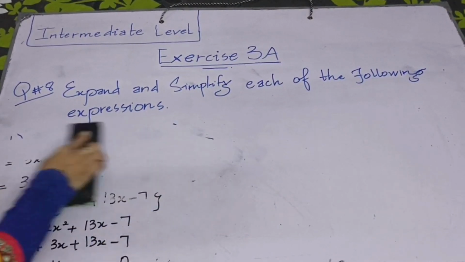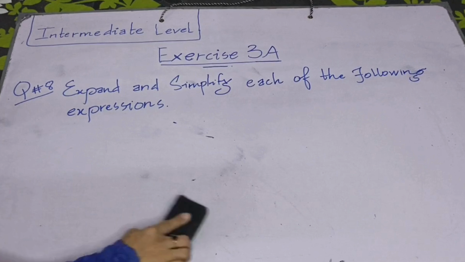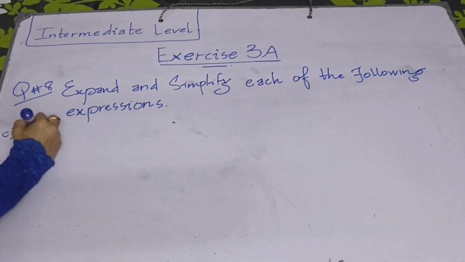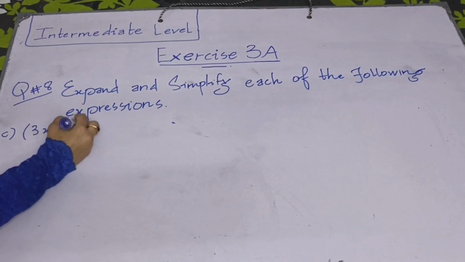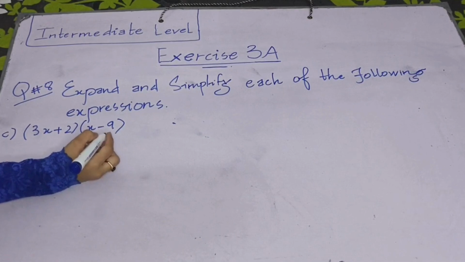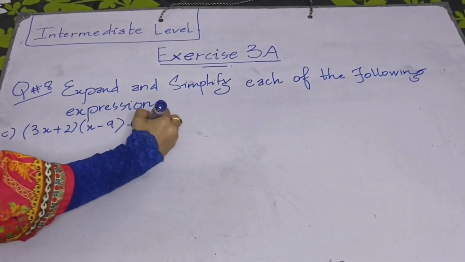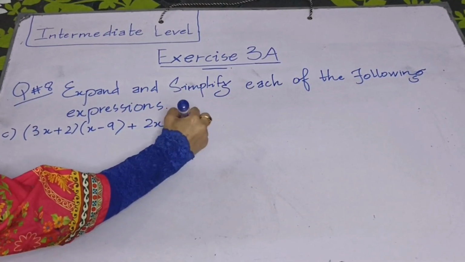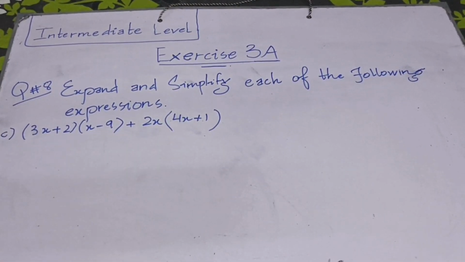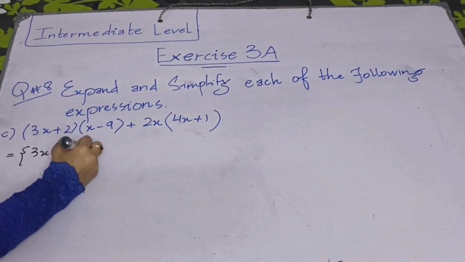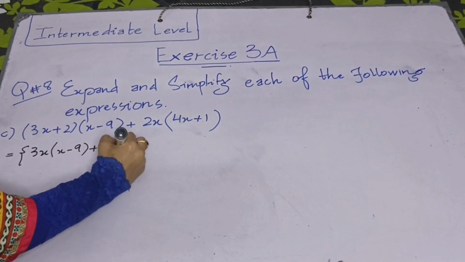Part C of question number 8, it says 3x plus 2, x minus 9, plus 2x, 4x plus 1. Same strategy, we are going to make the curly bracket. 3x the whole bracket plus 2 the whole bracket.